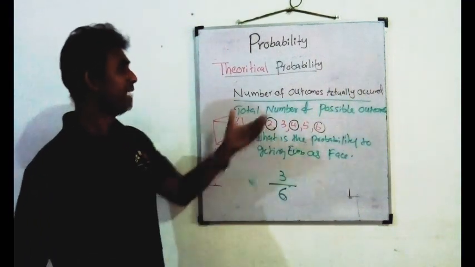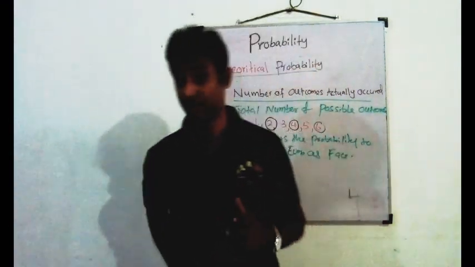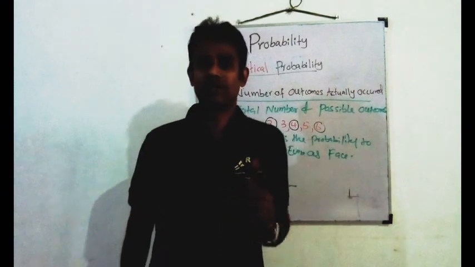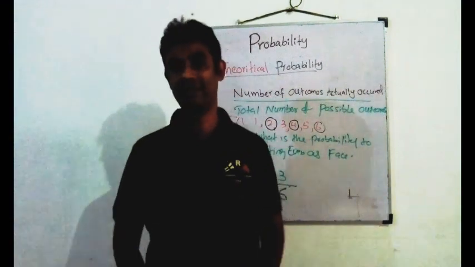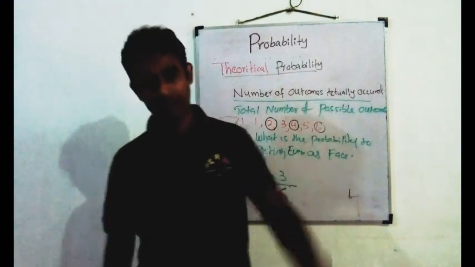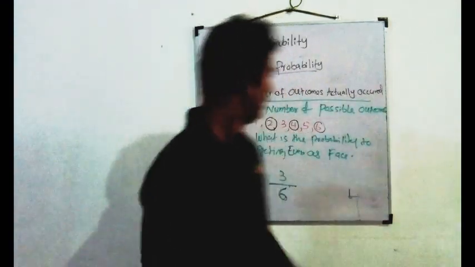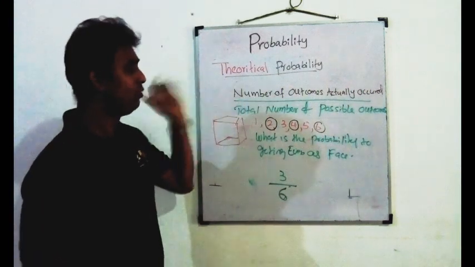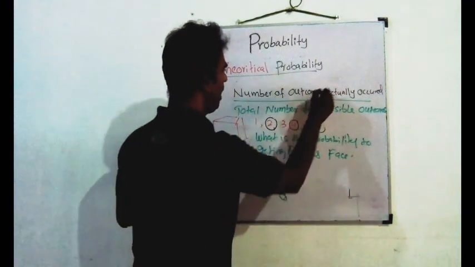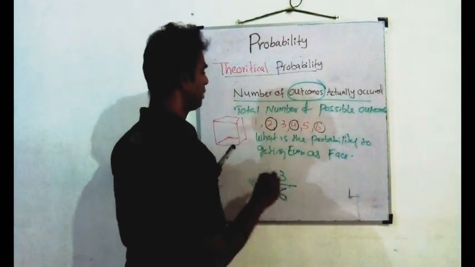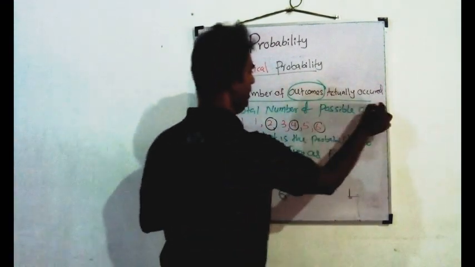That is what we call theoretical probability. It is the same as the success fraction, but in the equation of the success fraction we consider the event occurring: above the line actual events, below the line total events. In theoretical probability, we consider the outcomes: actual outcomes, and the other one, possible outcomes.